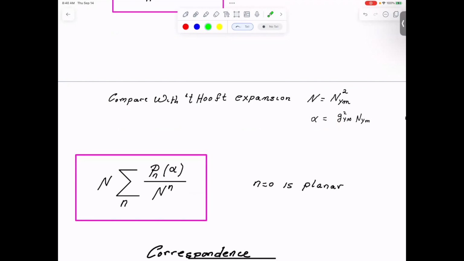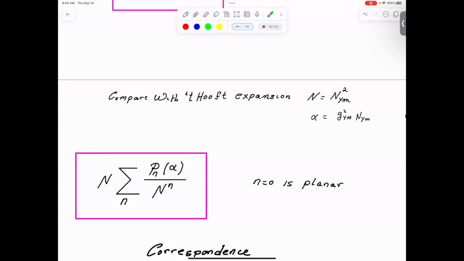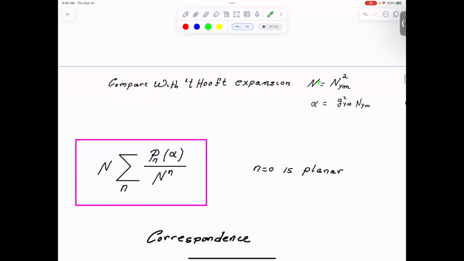Again, let's define capital N in this case to be N Yang-Mills squared. Why is that? Well, the number of degrees of freedom in the Yang-Mills theory is N Yang-Mills squared, not N Yang-Mills. And if I'm going to compare that with the SYK system, where the number of degrees of freedom is just this N here, I want to make the number of degrees of freedom here to be N Yang-Mills squared. So N Yang-Mills squared and N will be the same thing.